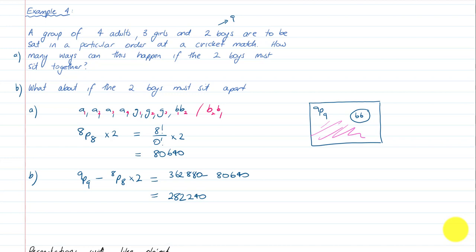So there we have the end of video 6, a couple of examples of permutations with restrictions. All the best.